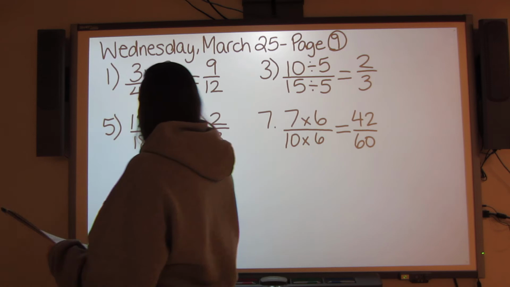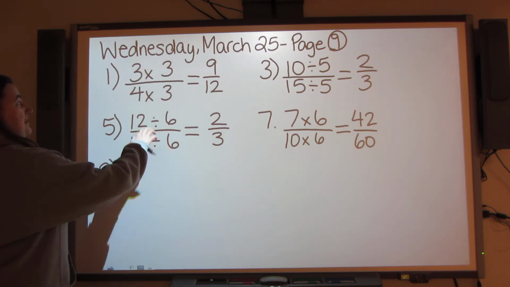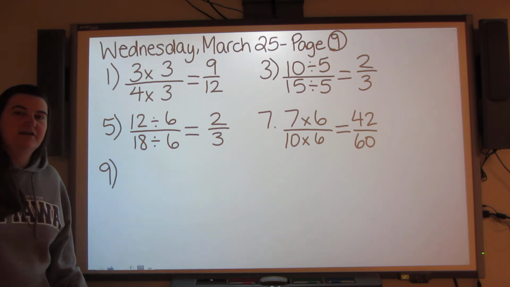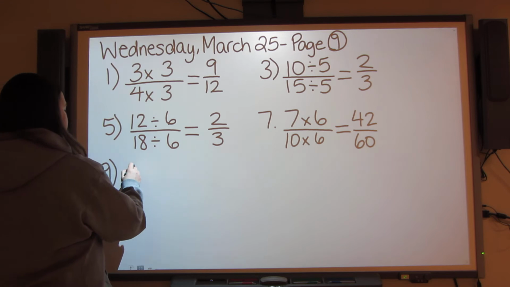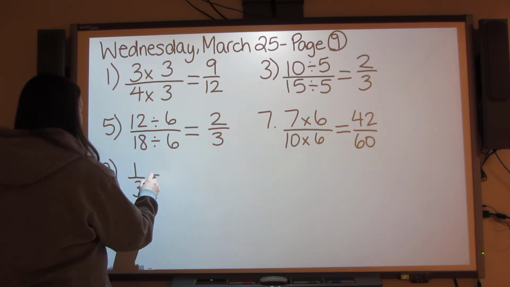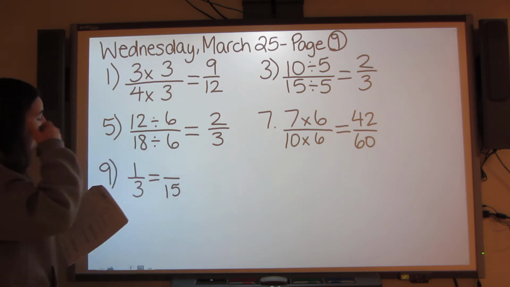All right, so if we take a look at number 9, they've kind of cut out the work that we normally do in our heads. So what they're asking you to do is you've got 1 over 3, and you need to find the something that will be equivalent.